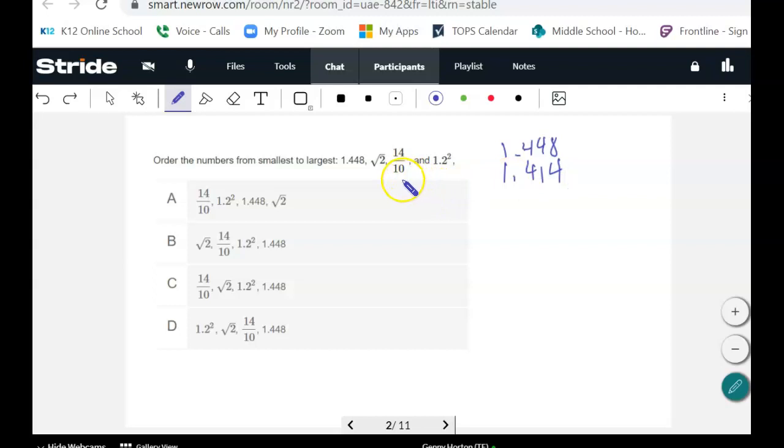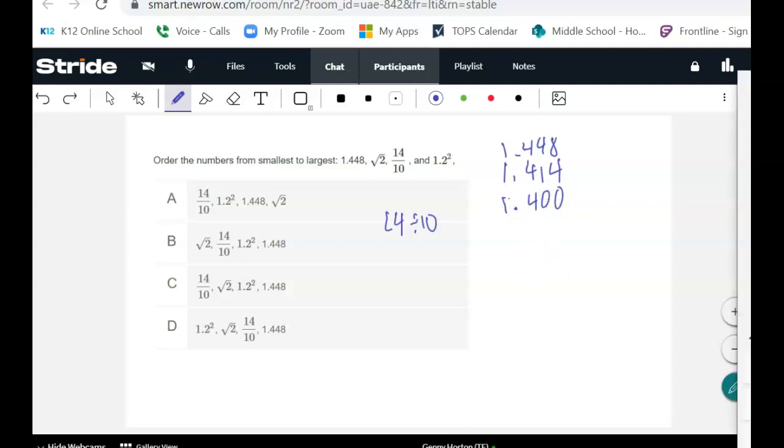All right, it's 14 over 10. You can do 14 divided by 10 on your calculator. That's the easiest way. So just go ahead and do that. Make sure you understand how to change that to a decimal. And you should get 1.4. Now what I'm going to do is just put zeros at the end so they all line up. Same number of place values.